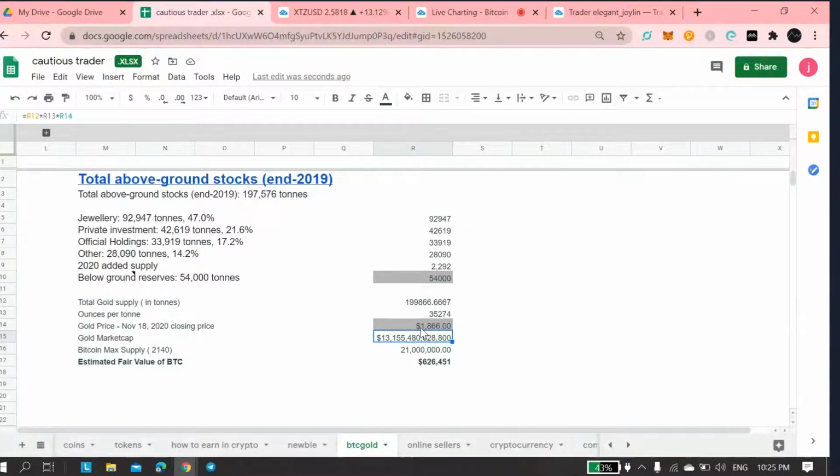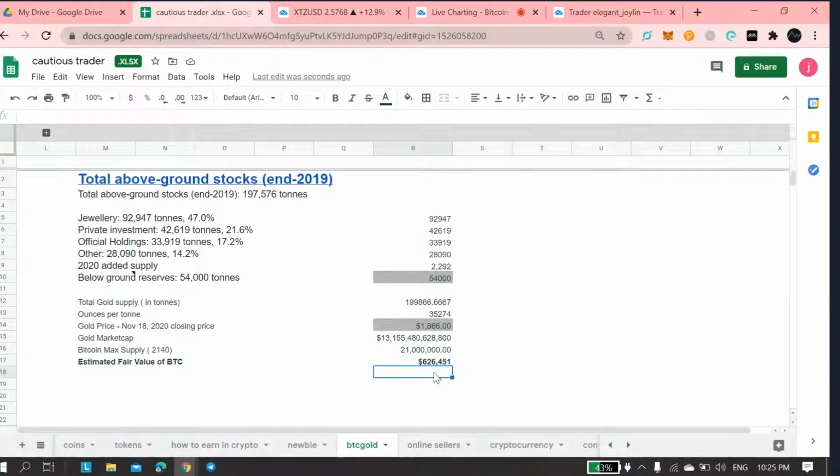$626,451. So if Bitcoin will have the same market cap as gold, but of course this will be your basis. You can actually discount it, for example, to get your targets. If you think that BTC market cap is 10%, you can just get 10% of this, which is around $62,000.